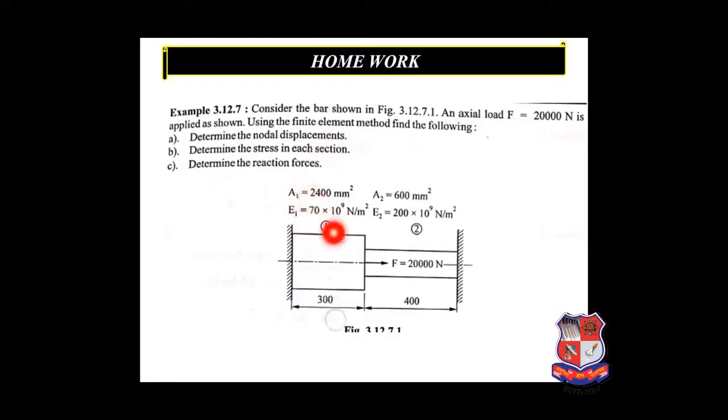Here they have not written anything in the diagram, they are giving it separately. A1 is equal to 2400 mm square, A2 is equal to 600 mm square. A1 and A2 are both different. Have you observed here? E1 is 70 raised to 9 Newton per mm square, E2 is equal to 210 raised to 9 Newton per mm square. So here also the same condition, both sides are fixed, so we can consider Q1 and Q3 both as 0. We just have to find Q2.